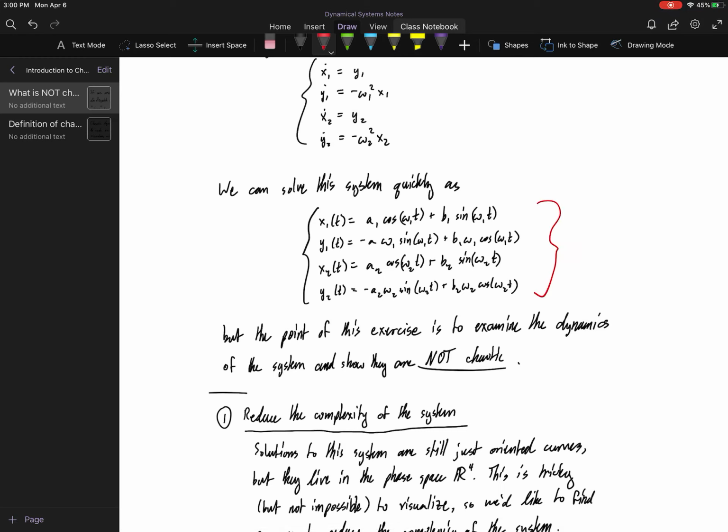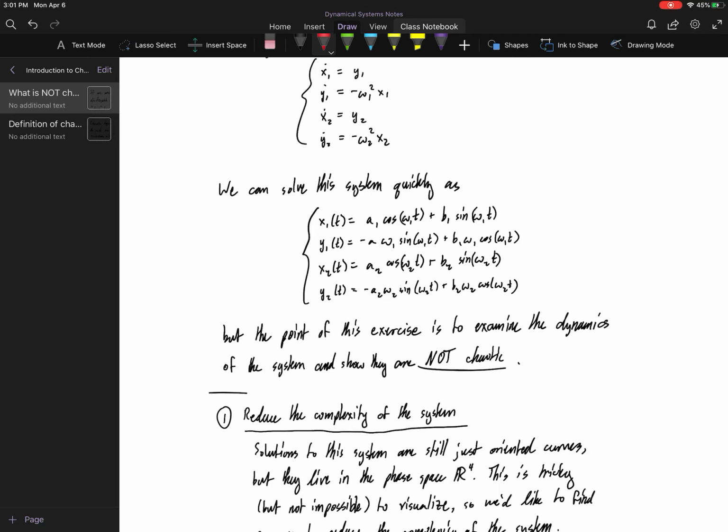But the point is that we can just go ahead and solve this very quickly and see that we have, probably no surprise here, linear combinations of sines and cosines in each of the components. And the important variables here are x1 and x2, the original displacement variables for the springs. Sure, we can put on some initial conditions and solve for these coefficients a1, b1, a2, b2, but the point is that both of these solutions are sinusoidal, they are periodic, they're bounded, they're very, very predictable.